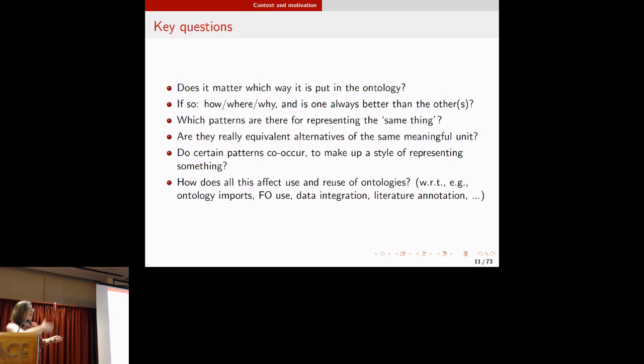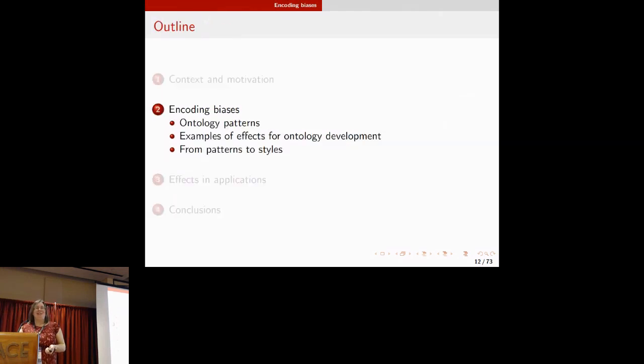And then the question, if you have answers to all of this, how does this affect the use and reuse of ontologies, given all of those patterns that are maybe there and the different ways to represent it? For ontology imports, the foundational ontology you use, data integration, literature annotation, etc., and the way that we use ontologies. So let's look at those kinds of things and try to answer those questions.